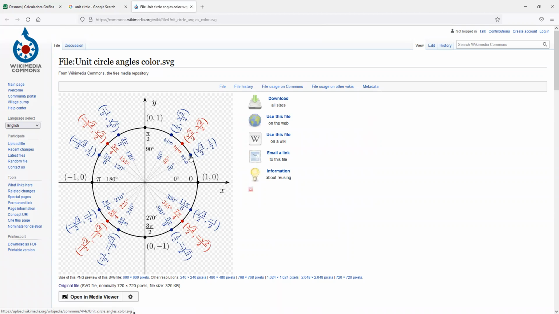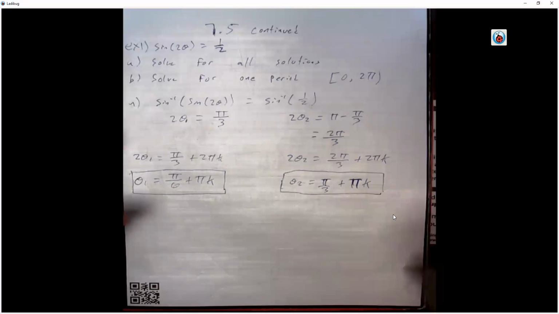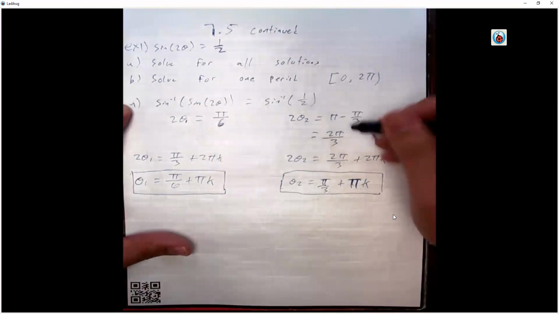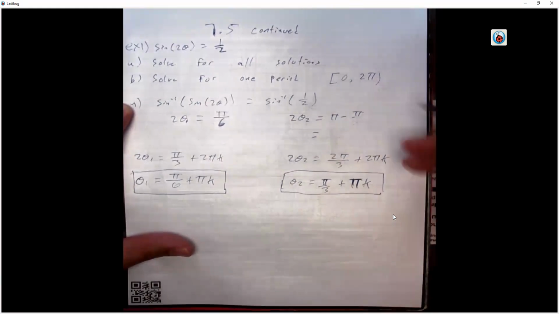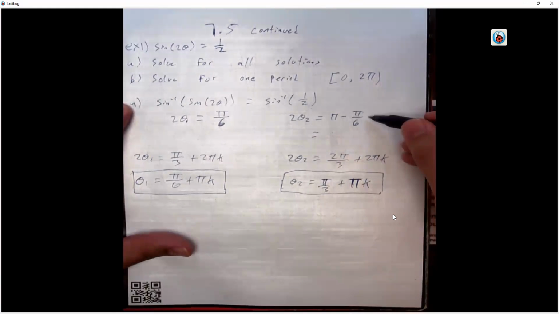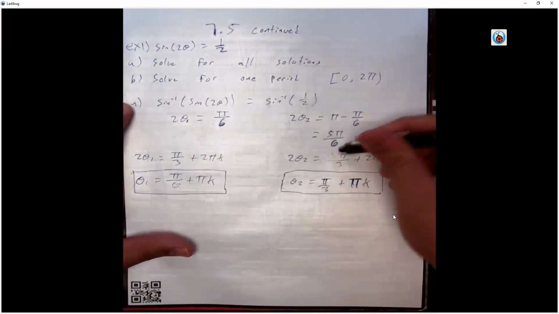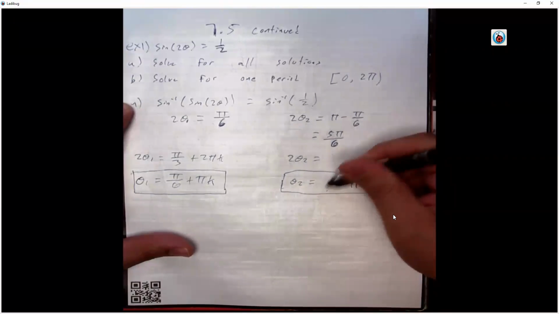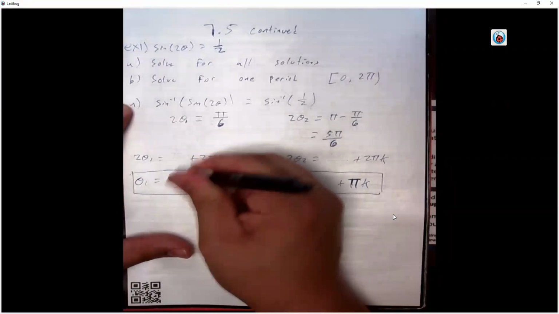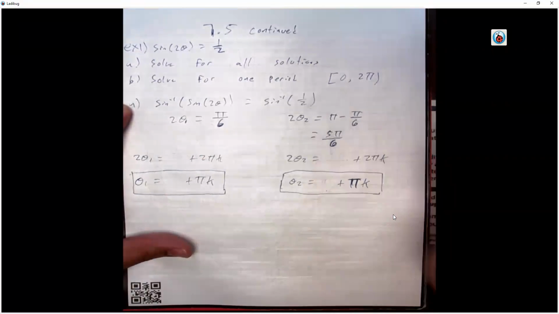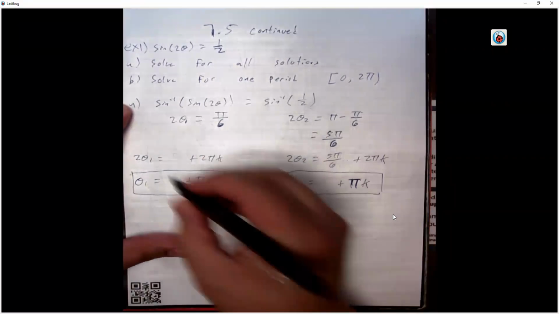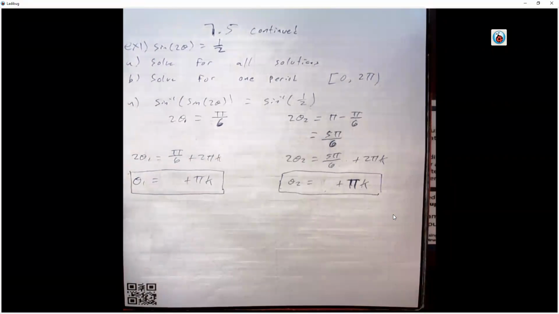Oh, I made a small mistake. Sorry. Check this out. It should have been pi over 6. I put pi over 3 for sine. Sorry about that. Let's go back to the notes. This should have been pi over 6. So pi minus pi over 6, that would be 5 pi over 6. All right, there we go. I thought it looked off.